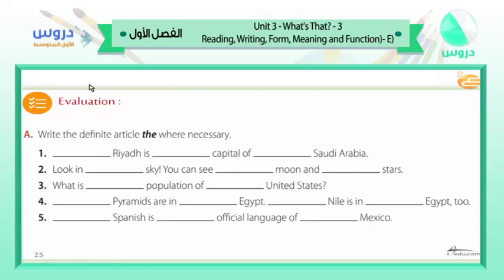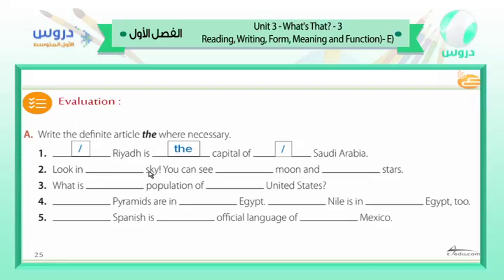Okay, let's take this evaluation. In this evaluation, we have this exercise. Now, we'll read the exercise here. Then put the definite article where necessary. Number one, Riyadh is capital of Saudi Arabia. Riyadh is a country, so we don't use "the." Yes, excellent, very nice. Riyadh is the capital of Saudi Arabia. Here we have a country, so we don't use "the." Riyadh is the capital of Saudi Arabia. Here we have a city, and here we have the description of the city. We use "the." And here we have a country.